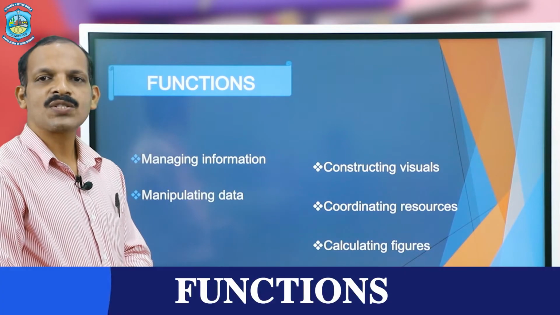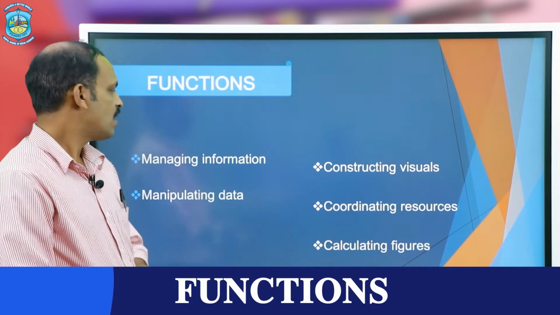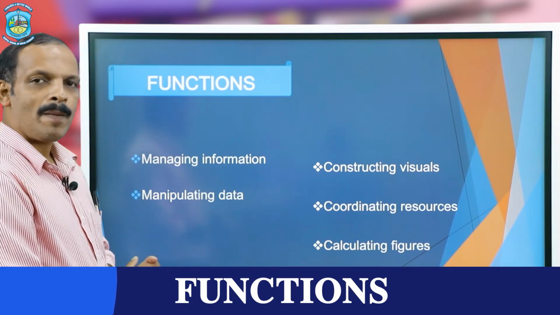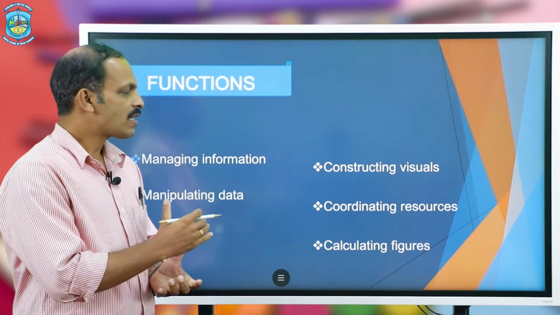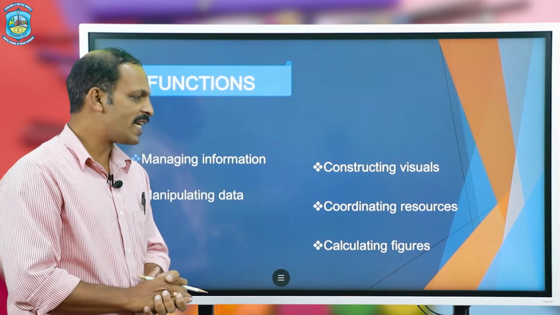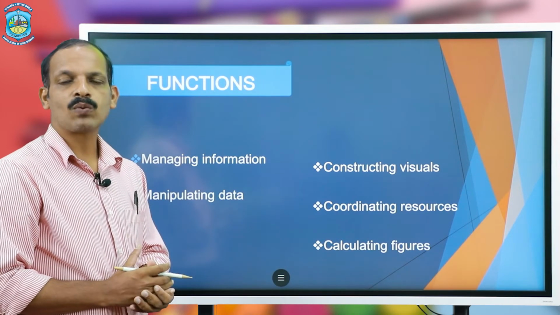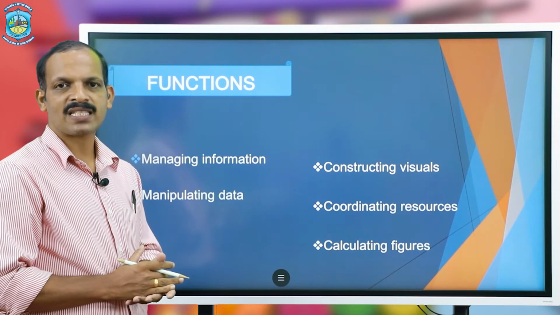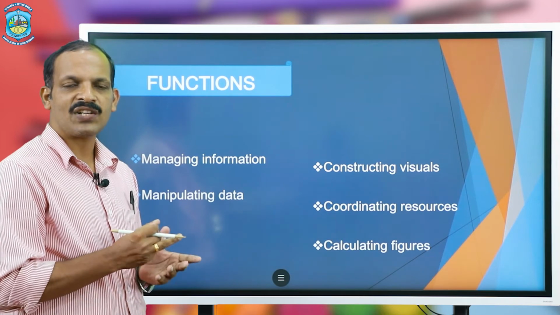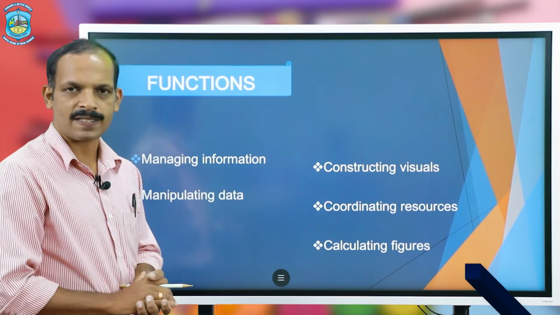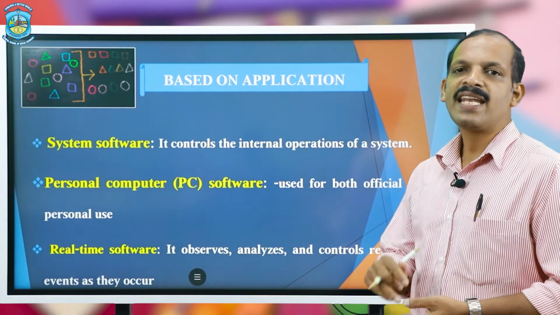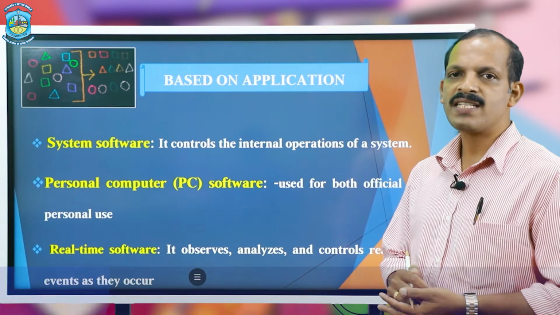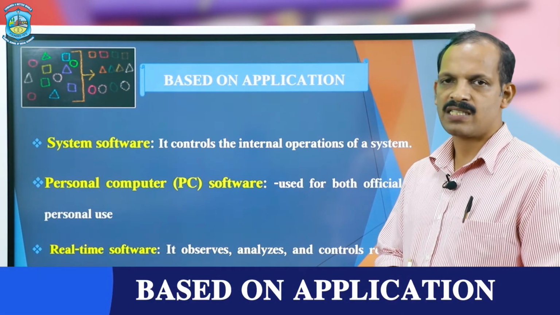The main functions of application software are managing information, manipulating data, constructing visuals, coordinating resources, and calculating figures. In that way, it will create new products, new videos and different types of multimedia data. Next, we can categorize software based on the application.